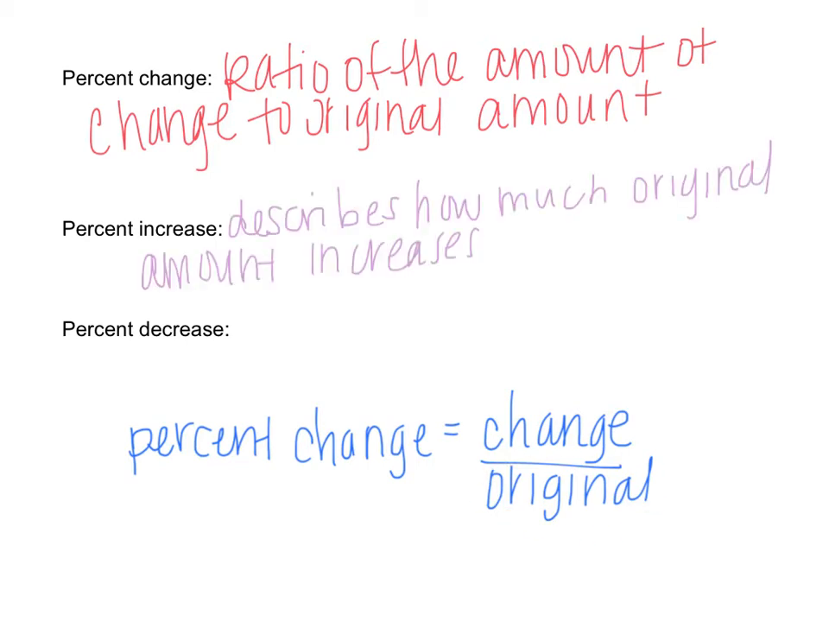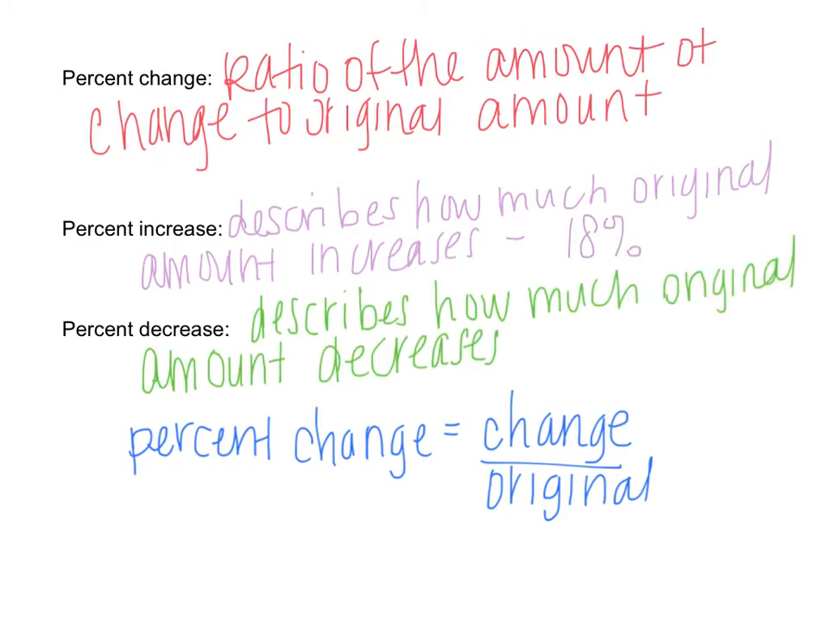Percent increase describes how much the original amount increases. So an example would be it increased by 18%. And percent decrease describes how much the original amount decreases. So an example could be it decreased by 12%.